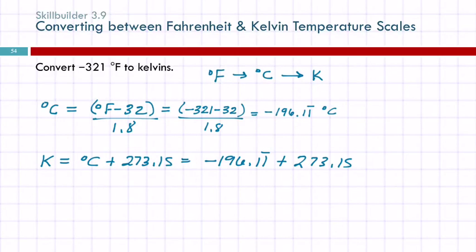I still have that minus 196 in my calculator, so I'm just going to leave it there, and I'm going to add 273.15. And my calculator shows me 77.0388 repeating, and that would be kelvins. Not degrees Kelvin, just a capital K. Did you get the number 77?